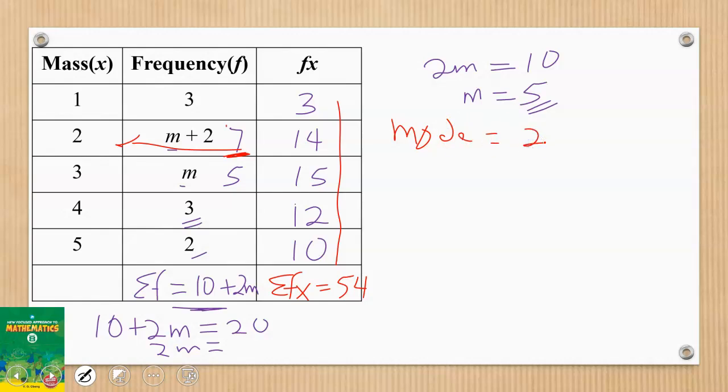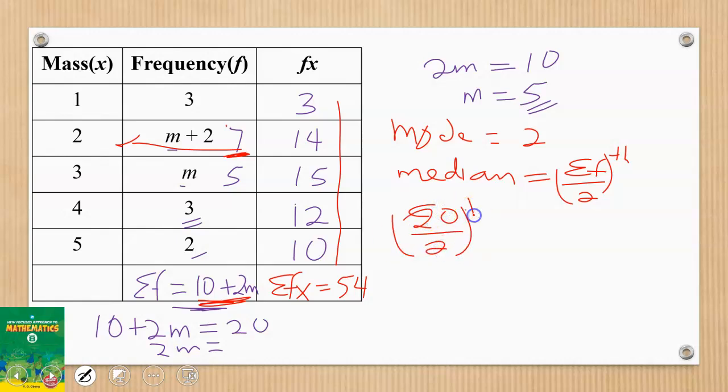Good. Then our median. How do we find median? For median, we use the sum of frequency over 2 position, and if it is an odd number, we say plus 1. Now here we can see that our total frequency will give us 20. That was what the question said. And so we are going to say 20 over 2 position. Remember, it's not the actual value, it's just a position. And that is going to give us the 10th position.